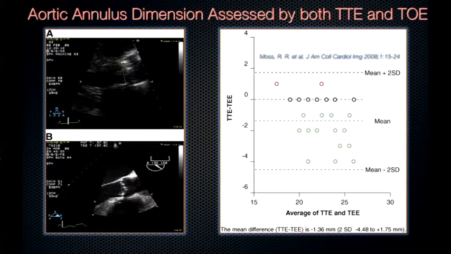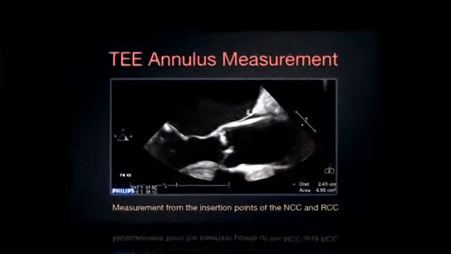Now, we've known for some time, and this is the paper from John Webb's group in Vancouver, which discusses the role of echocardiography in TAVI, and they pointed out that measurements that we will get of the annulus from transesophageal echo always come up a couple of millimeters larger than those obtained from transthoracic echo. And that's one of the reasons why a TEE technique is the one that we should use for making our annulus measurements.